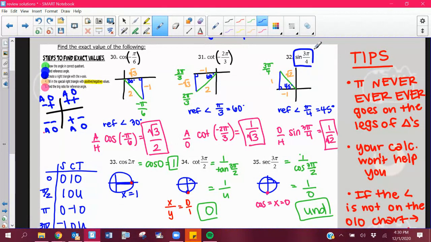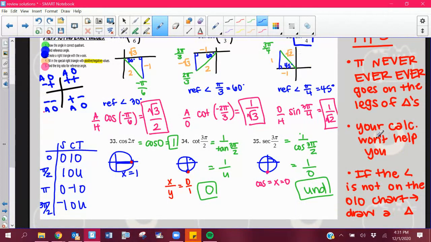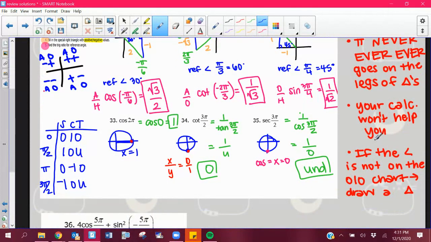Okay, it's not asking you to convert this angle measure into a degree measure, because what I want is to know the exact value, the ratio. If you see sine, cotangent, cosine, whatever, any of these trig functions, they're going to want a fraction answer. Okay, your calculator won't help you. That's what I said before. You're going to get an approximate answer. And if you're trying to use the OIO chart and the angle's not on it, then you're going to have to draw a triangle. Sorry.